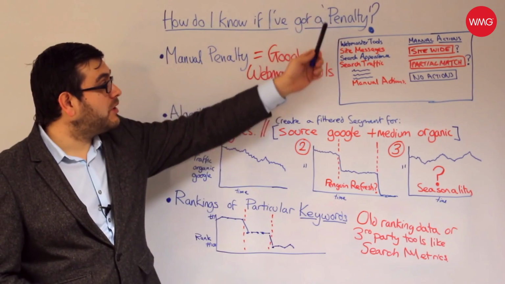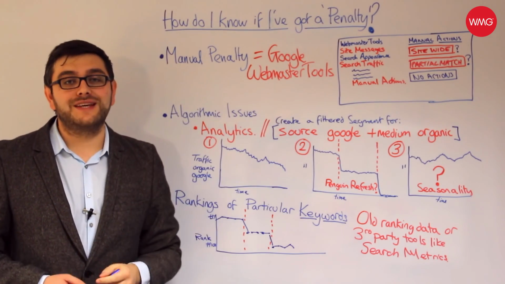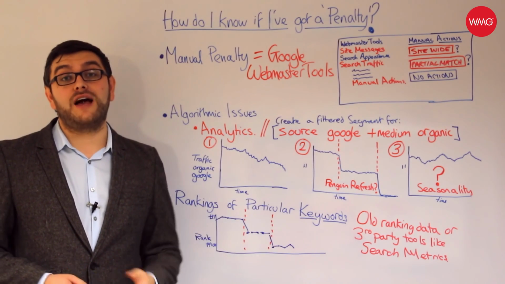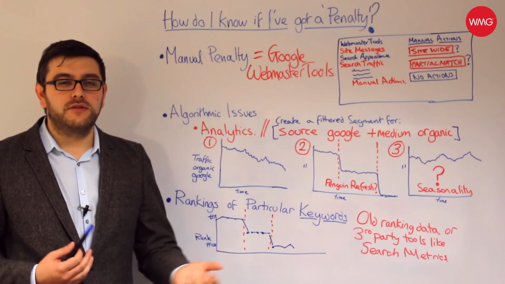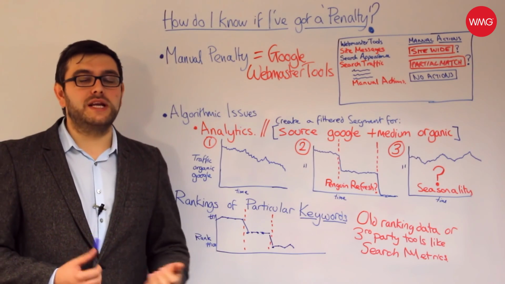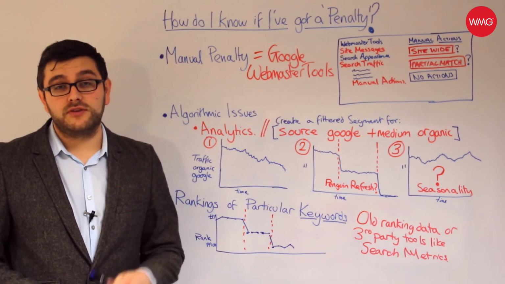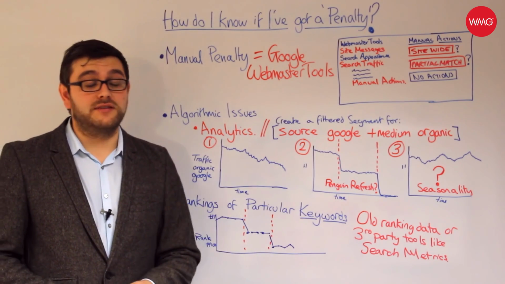For the observant of you who can read my handwriting, you can see that I've quoted "penalty". Penalty is a phrase often used to encompass algorithmic issues as well as manual actions. An algorithmic issue isn't technically a penalty, but for the purpose of the terminology that's used, we've used it here to describe the overall analysis stage.